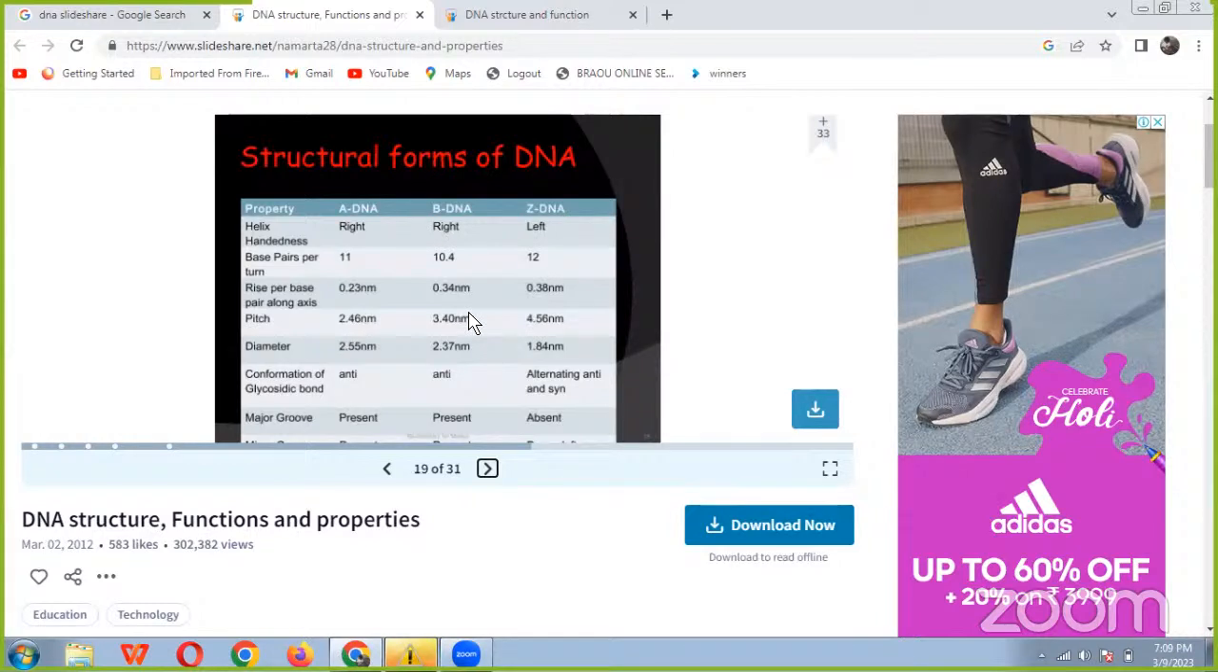How many base pairs are there? A-DNA contains 11 base pairs, B-DNA approximately 10, and Z-DNA 12 base pairs. Next, the diameter of A-DNA is about 2.5 nanometers, B-DNA is 2.37 nanometers, and Z-DNA is 1.84 nanometers. The configuration of the glycosidic bond is anti in A-DNA and anti in B-DNA. Z-DNA has alternating anti and syn.